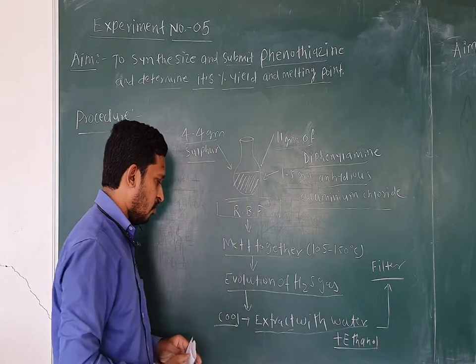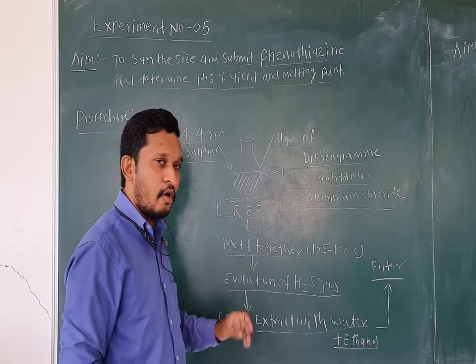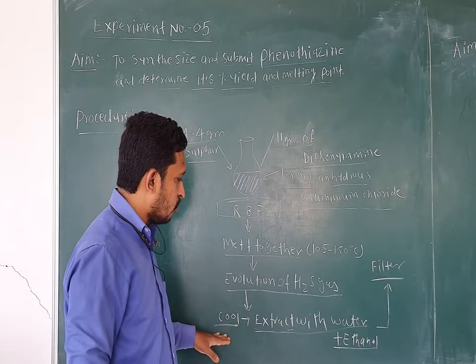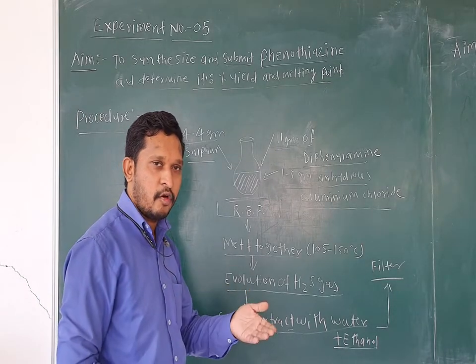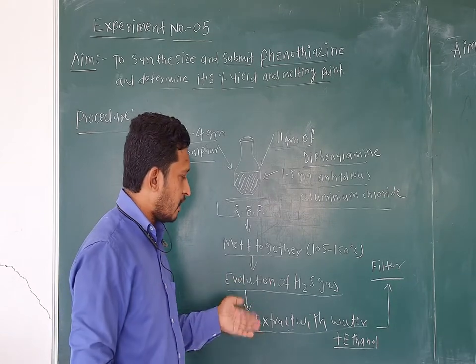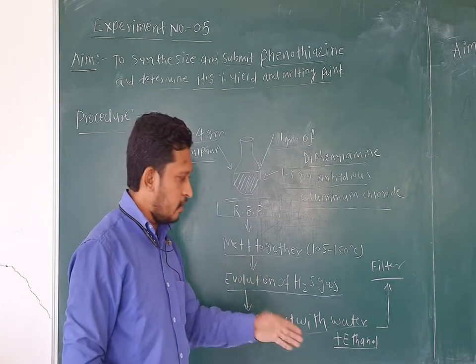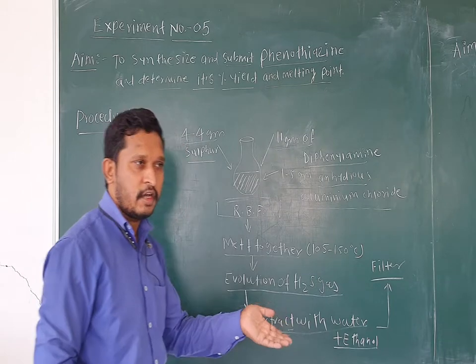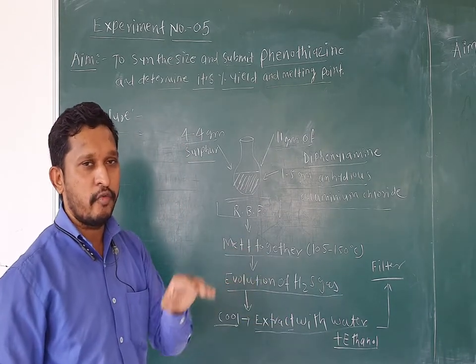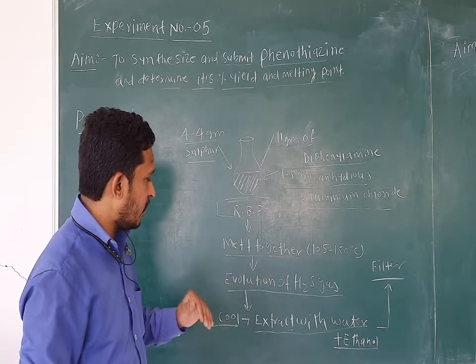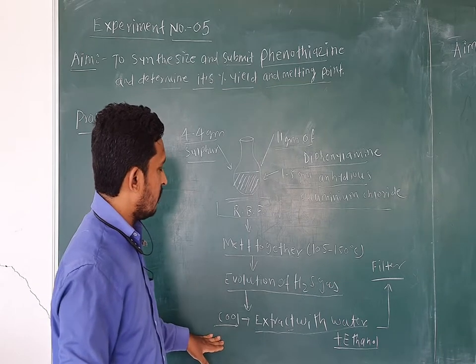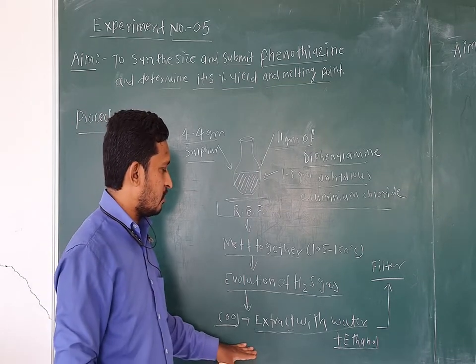That means you take a small amount of water into the cooled solution and heat again for 2 to 5 minutes. After that, cool again, add dilute ethanol to this solution, and again heat or boil for 2 to 5 minutes. Then there will be complete extraction of the final compound, that is, extract with water and ethanol.